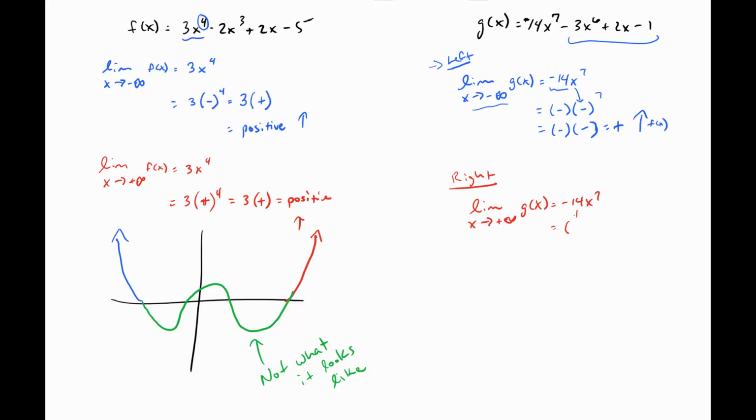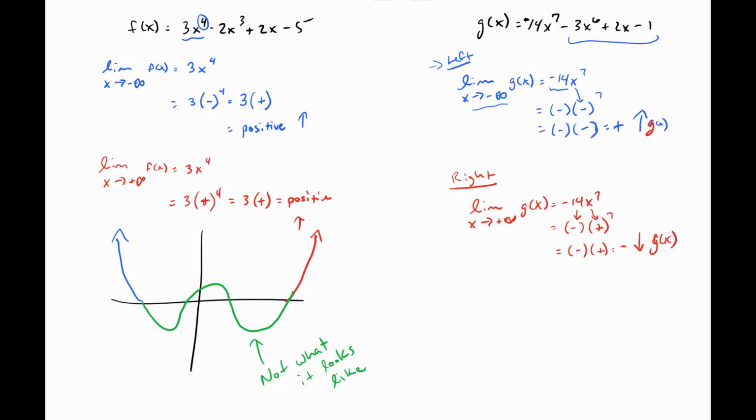So again, the only thing that really matters about that 14 is that it's negative. And then we're going to have, in this case, a positive, since we're going to the right, raised to the 7th power. Again, x is approaching positive infinity, so it'll of course be positive. And we end up with a negative times a positive to the 7th power, which is going to be negative. So that means that g of x is going to be going down as we go to the right.